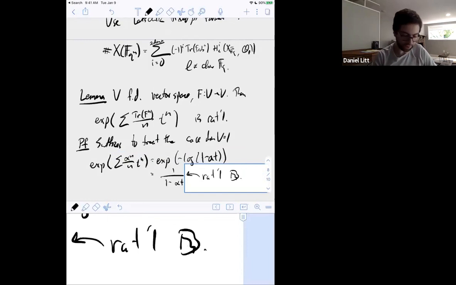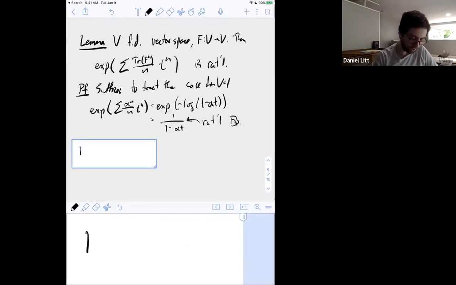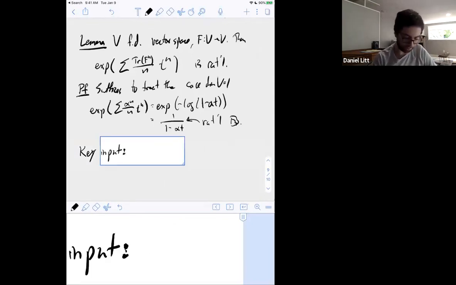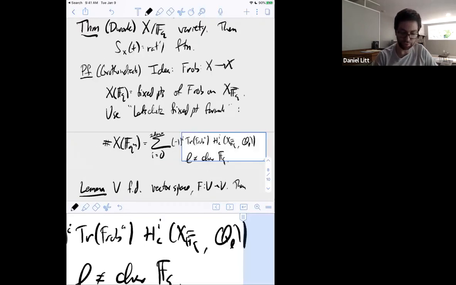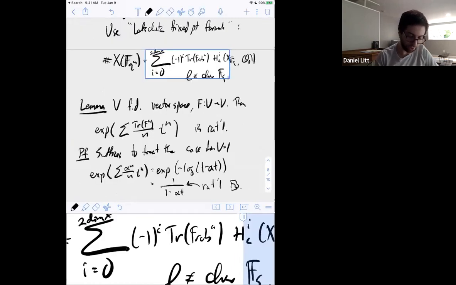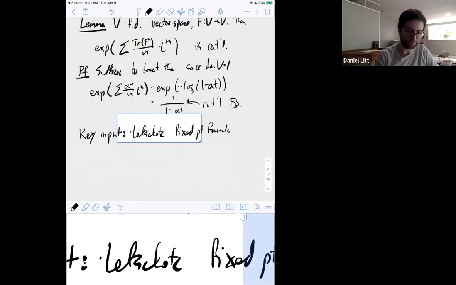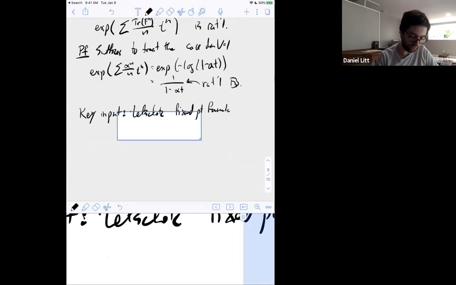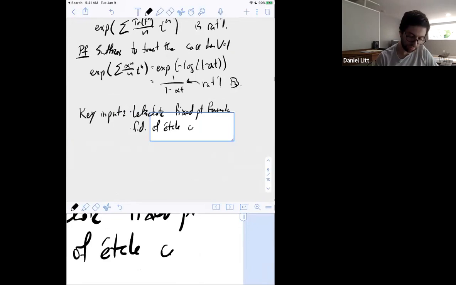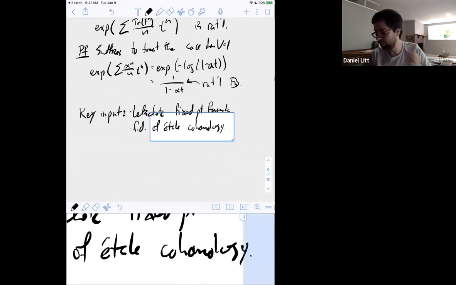Okay, so what was the key input? We've now proven rationality of zeta functions subject to two things. One, we need this Lefschetz fixed point formula that I wrote up here, and so far we don't even know what these words or symbols mean. But two, this lemma really relies on the finite dimensionality of these vector spaces. So we need finite dimensionality of étale cohomology groups. Okay, so that's the real geometric input.